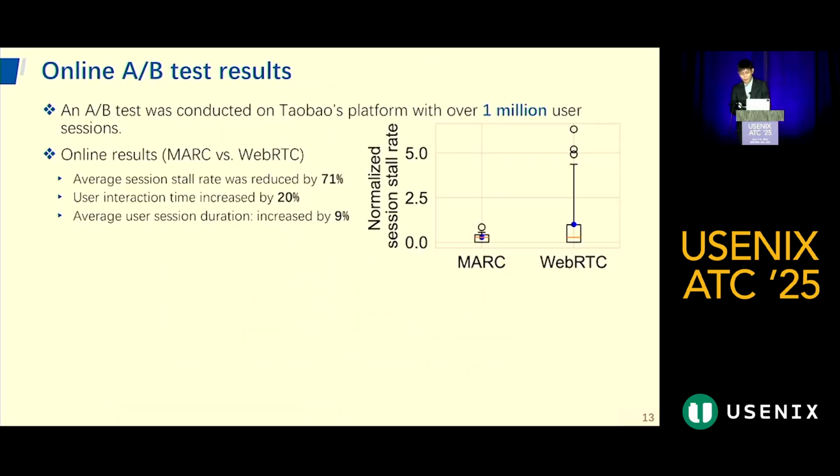And of course, the ultimate validation comes from the real world. We deployed MARC in a massive A/B test on Taobao's platform, involving over 1 million user sessions. As you can see in the box plot, when compared to the default WebRTC, MARC reduced the average session stall by 71%. And more importantly, this improved performance translated directly to better user engagement. With MARC, users' interaction time increased by 20%, and the average session duration grew by 9%. This shows that users were not only staying longer, but were also actively engaged.